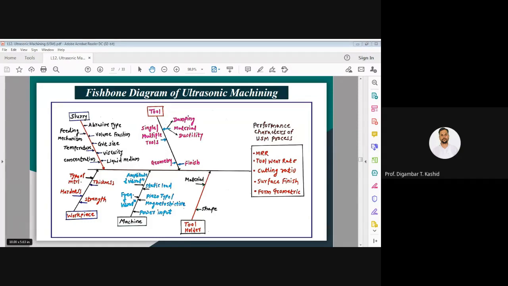So this is about the tool. First we have discussed the slurry, then the tool. Now let us discuss the next one, that is the workpiece.